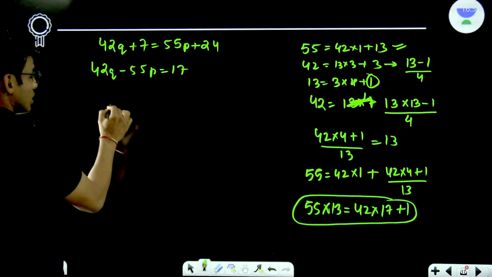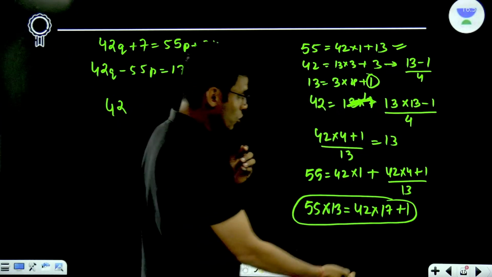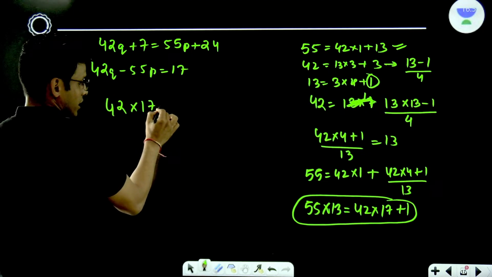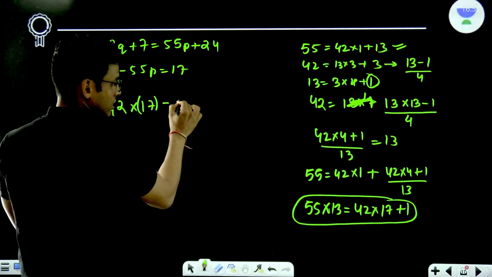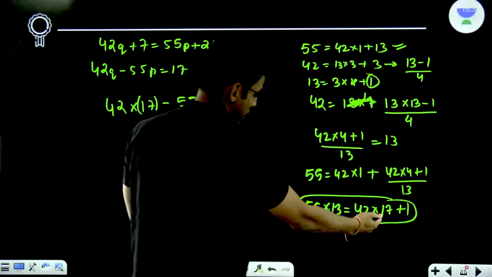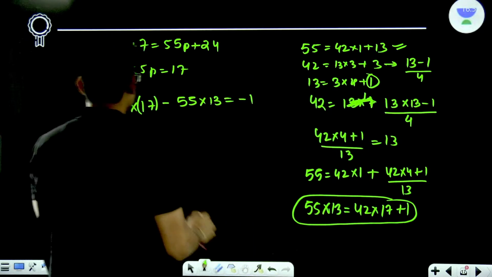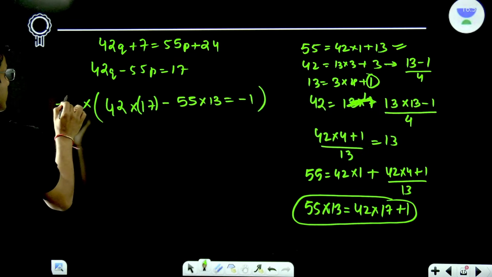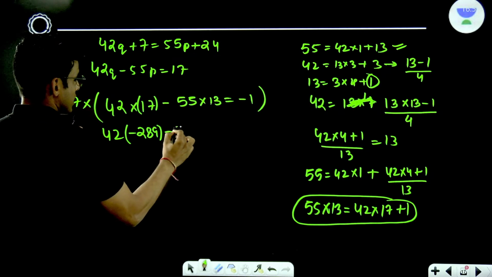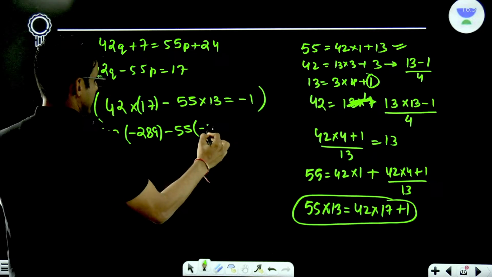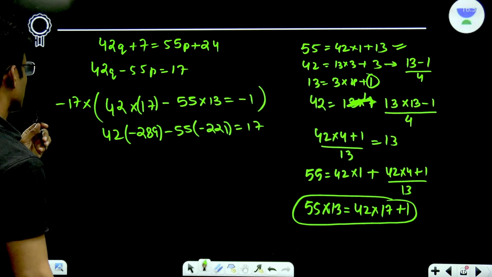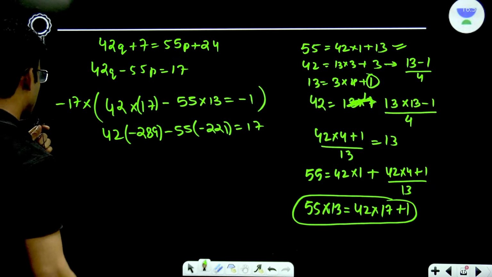So my solution is, you would say, sir, how do I get 17? It's very simple. 42 times 7 minus 55 times 30. Can you see? 42 times 7, I simply multiply with minus 70. So 42 times minus 289 minus 55 times minus 220, 70. So here I have the solution with me.